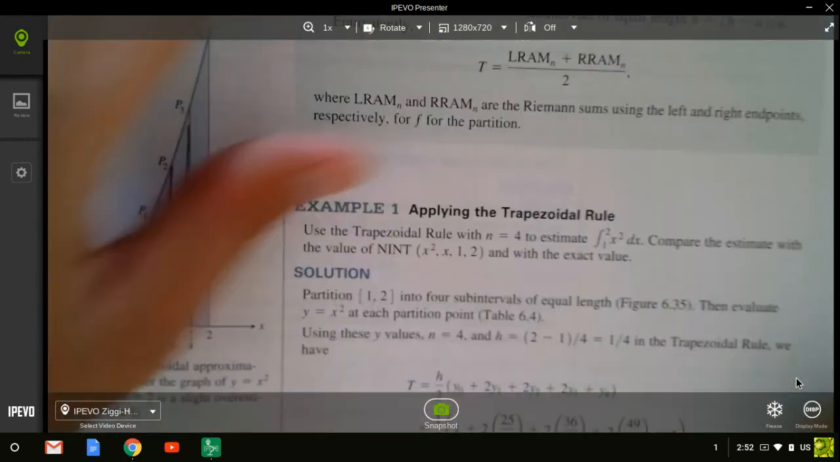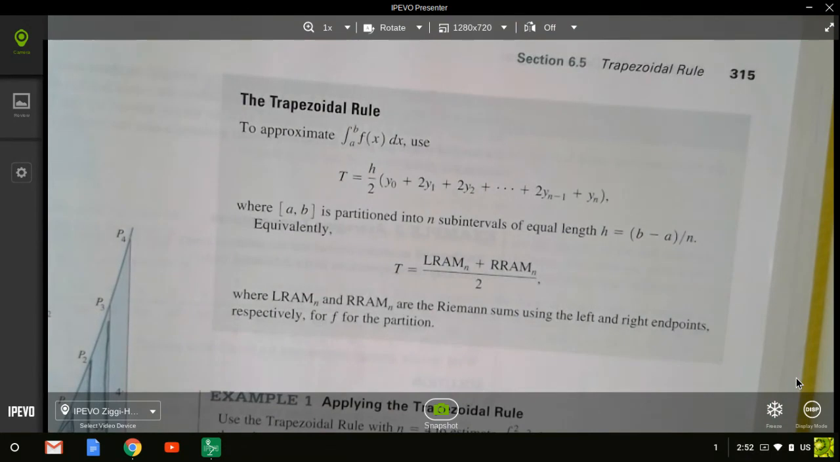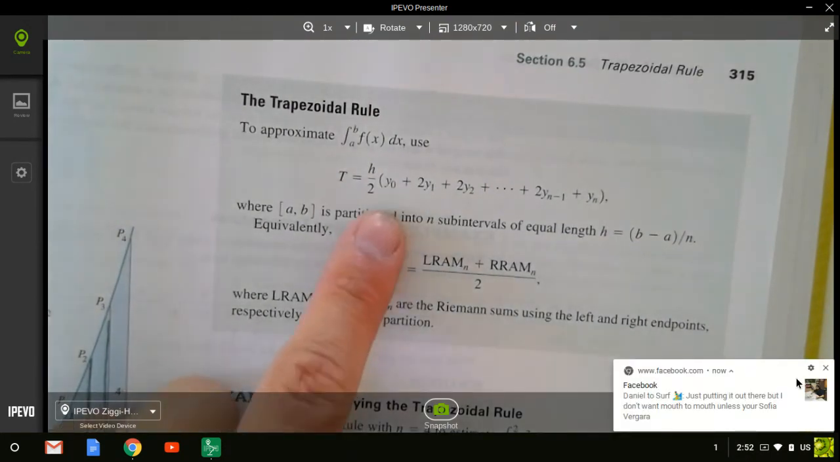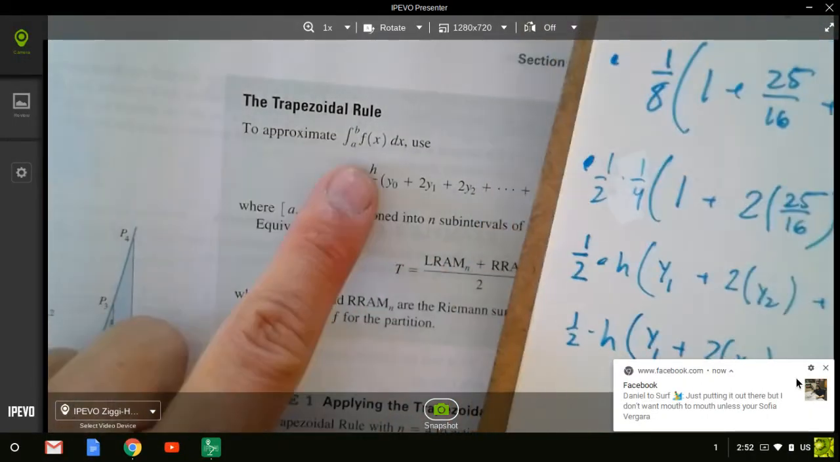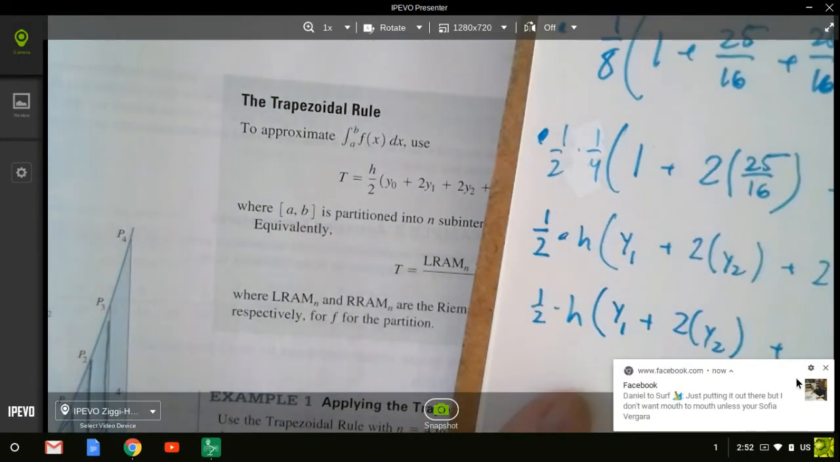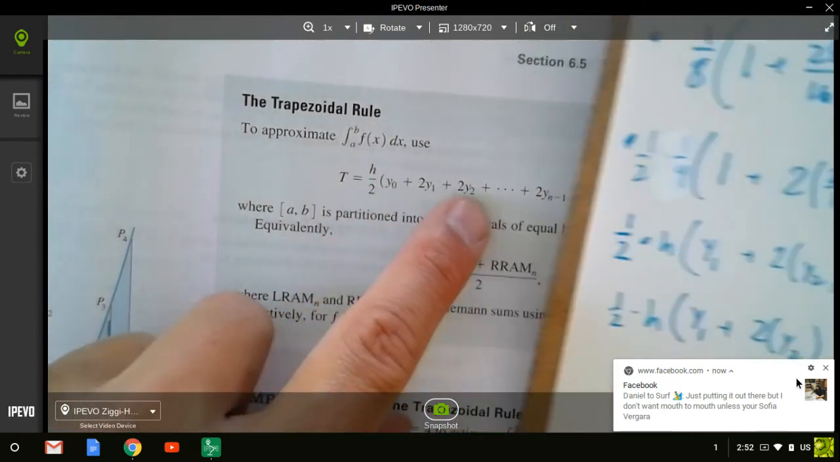And then what you're going to see is in your book, they have what's called a general formula. It's basically saying the same thing. It's 1/2 times the height, which is h over 2. They call it a little bit different, but they said it's the first height plus 2 times the second height, and so on.